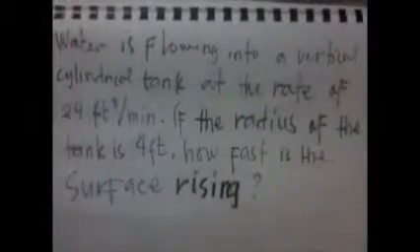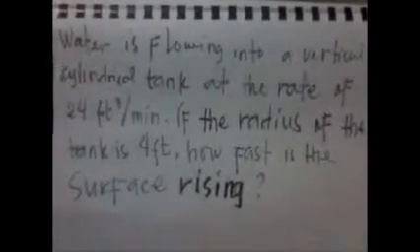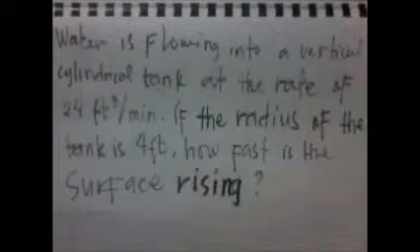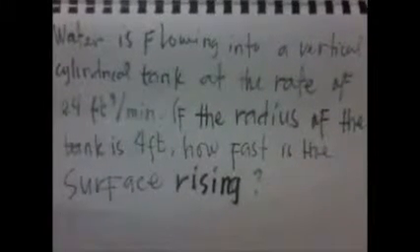Water is flowing into a vertical cylinder tank at the rate of 24 feet cubed per minute. If the radius of the tank is 4 feet, how fast is the surface rising? First, we draw a cylinder. This is a cylindrical tank. Then, the water. This is the height of our water. Then, we have a radius of 4 feet.